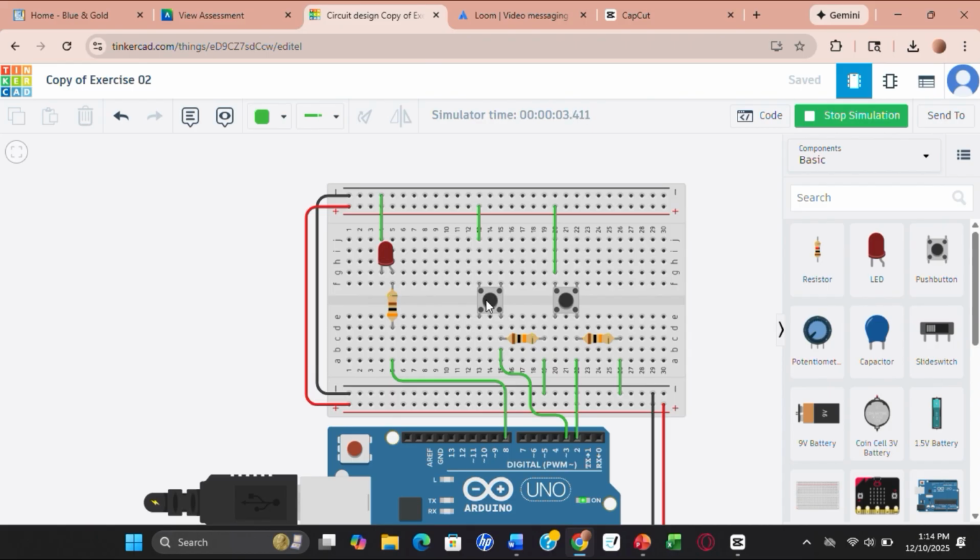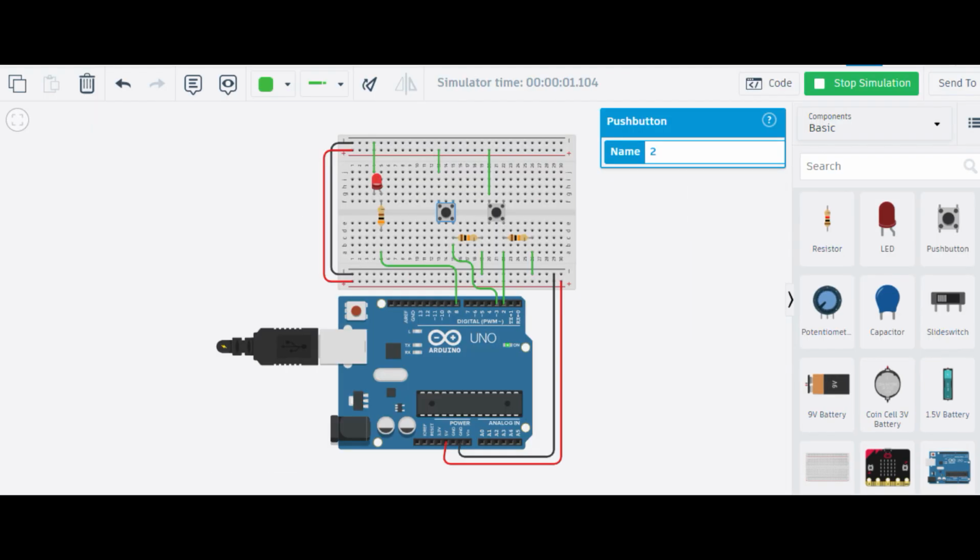In the code, I read the button states and toggled the LED when the button is pressed. I used internal pull-up resistors to simplify the wiring and added debouncing so one button press only counts as one. That was an important design choice to make the circuit reliable.